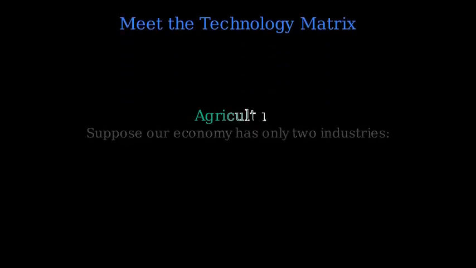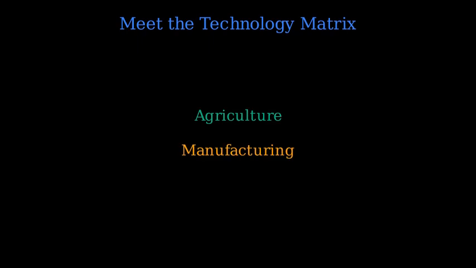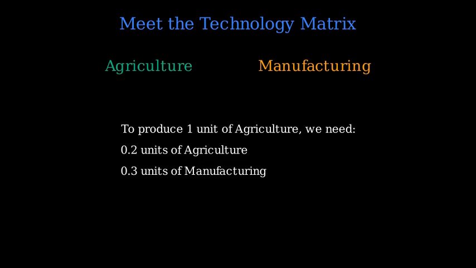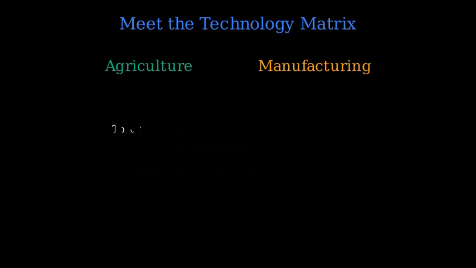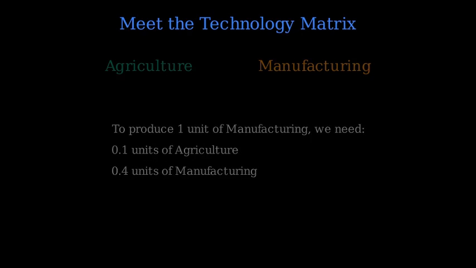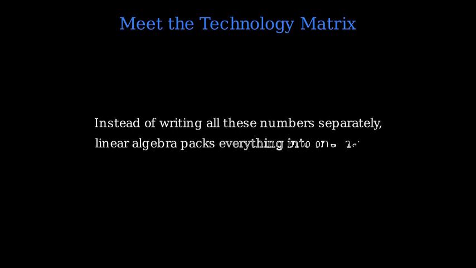It's like two people trying to help each other stand. Neither can do everything alone. Economists represent this relationship using something called the technology matrix. Don't let the word matrix scare you. It's simply a table of numbers. Each number tells us how much input is required to produce 1 unit of output.